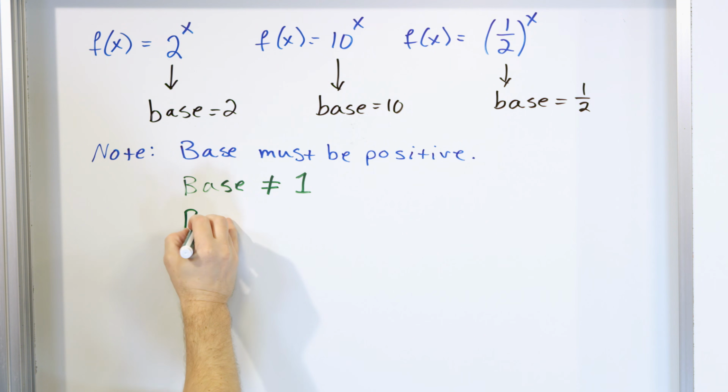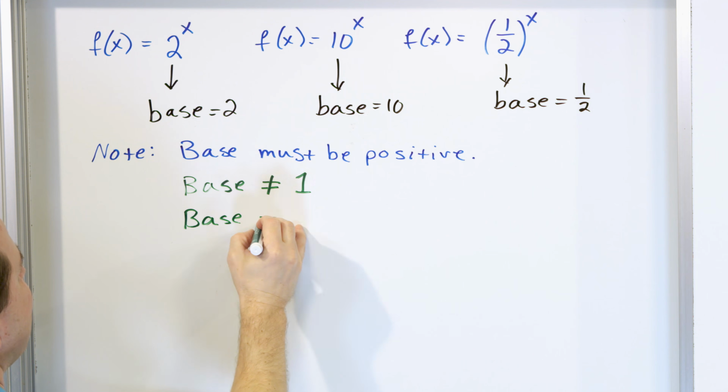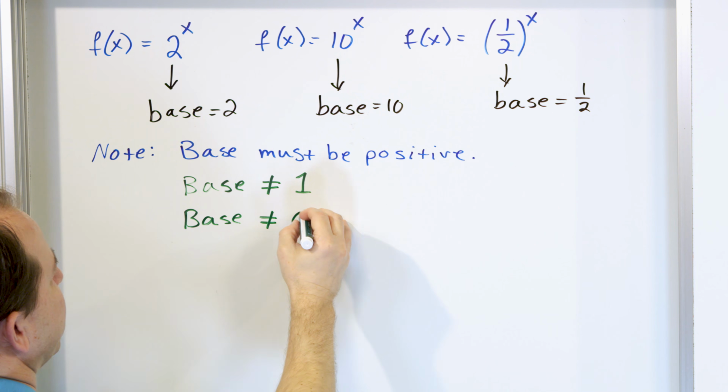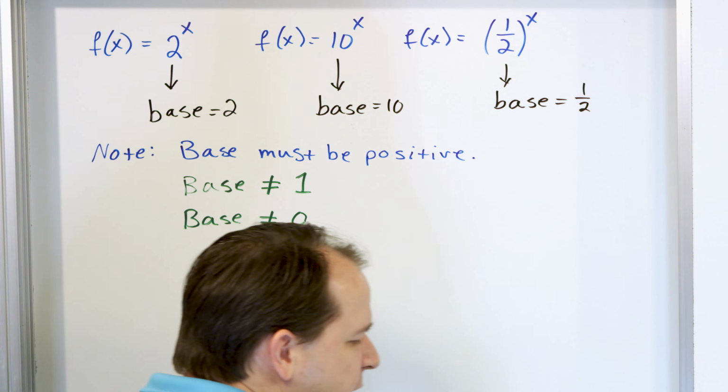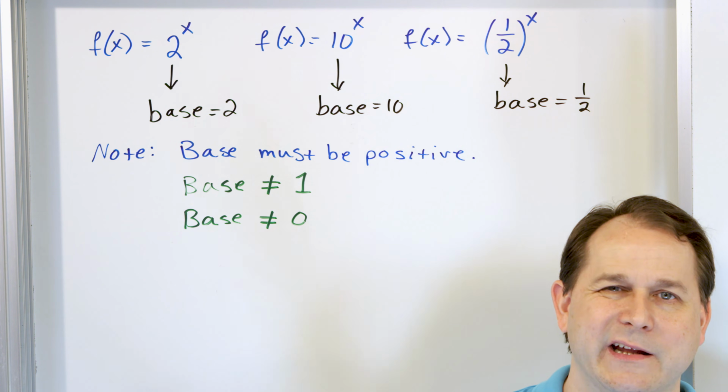Also, the base must not equal 0 for similar reasons. If I put a 0 in here, 0 to the power of anything is just going to give me 0. So if you put a 0 in for the base, you're not going to get an exponential function.